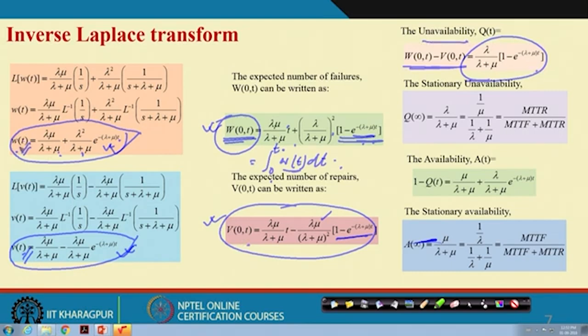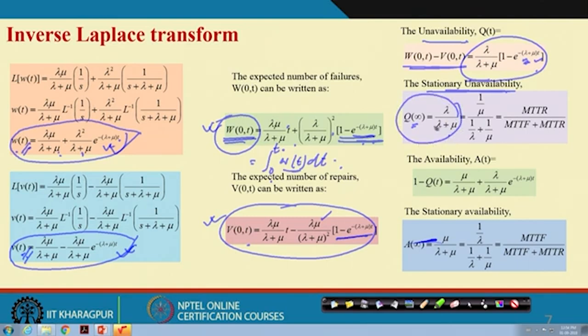Physically this means unconditional failure density, unconditional repair density, unconditional failure intensity, unconditional repair intensity, then expected number of failures, expected number of repairs, and unavailability of the component. So now if you put t equal to infinity, that is, t is very large, then you will get steady state or stationary unavailability. In this equation, if you put t equal to infinity, this quantity will become 0, and then your steady state or stationary unavailability is lambda by lambda plus mu.